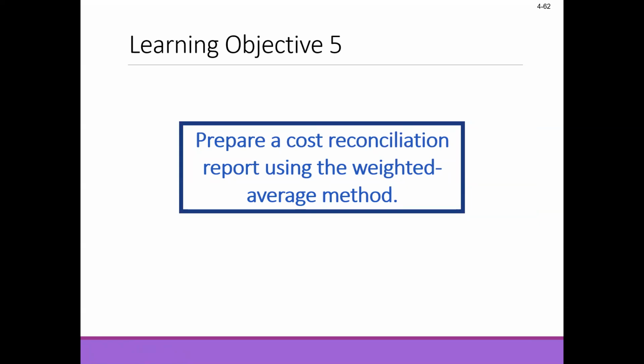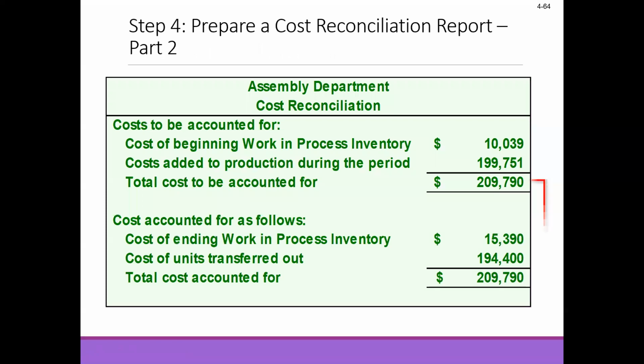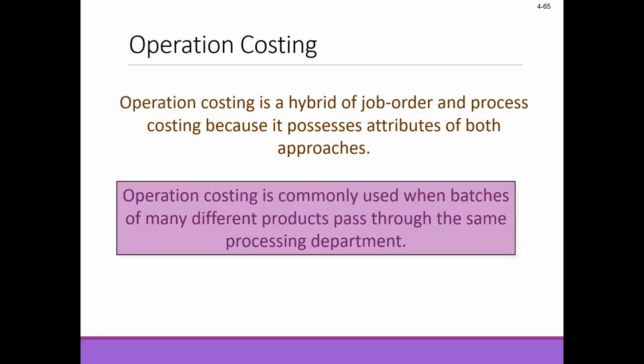Lastly, prepare a cost reconciliation report. We're going to show the costs at the beginning WIP, work in process inventory, along with the costs that were added into production, which are the total costs that need to be accounted for. And then we'll break them down between what's still in ending WIP, work in process at the end of the month, and what was transferred out to show the breakdown.